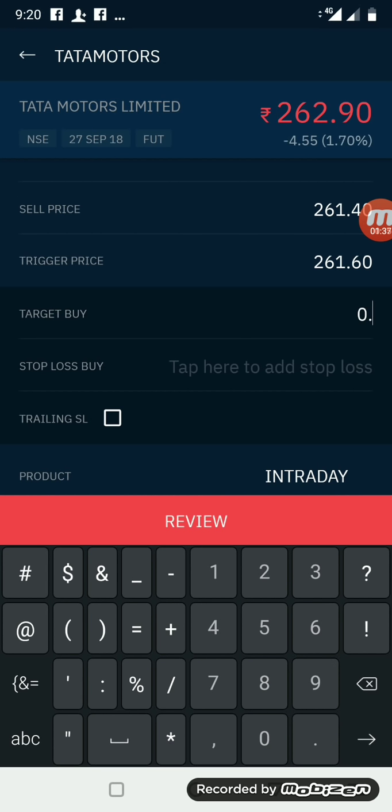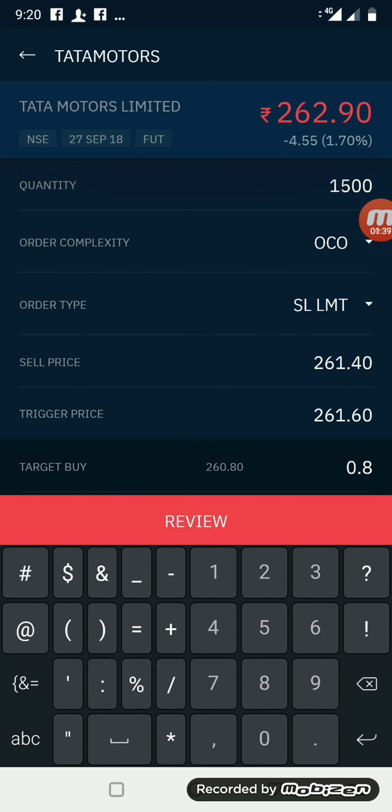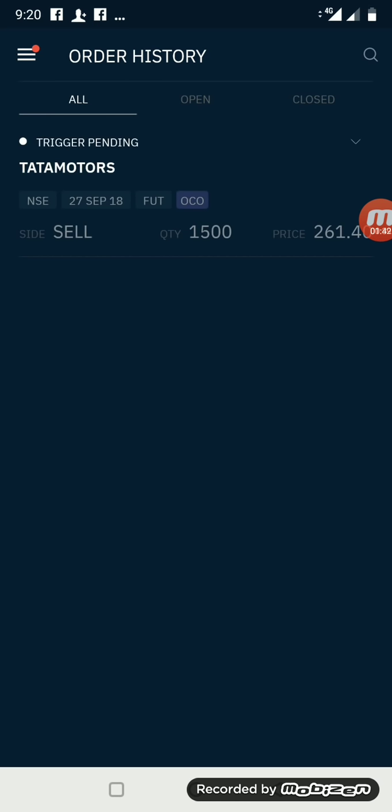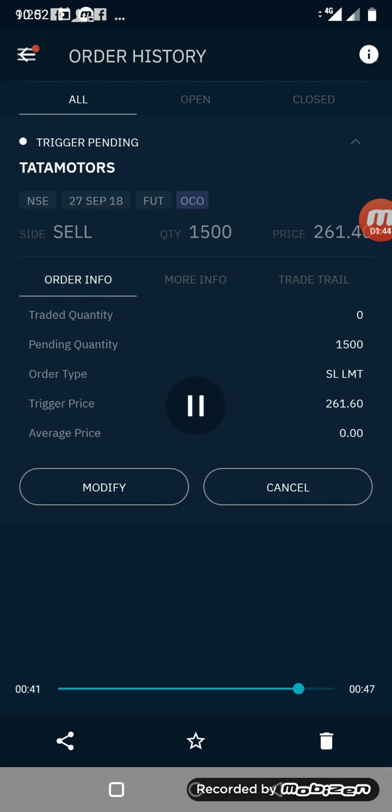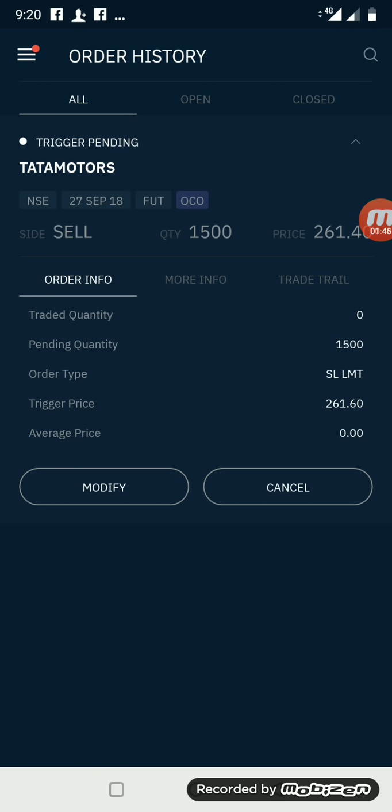So let me also place a trade for myself. You can see that I have placed an OCO order. OCO order is nothing but a bracket order. It's available in Zerodha as well as in Upstox. Many other providers also have it.